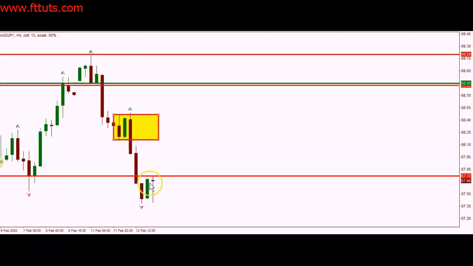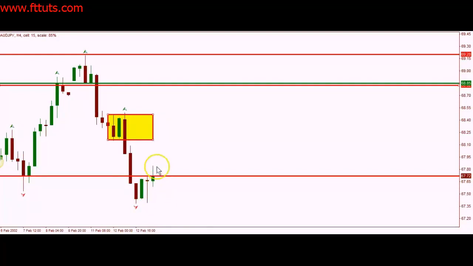I'm not going to call it that because it has no body. It's an indecision candle, and it's not rejection. It would have been rejection if it was on the upper side here, but it's not rejection here pretty much. So then now you do have what we call a shooting star, all right, because you could see we have this long wick. So how do we trade a shooting star?